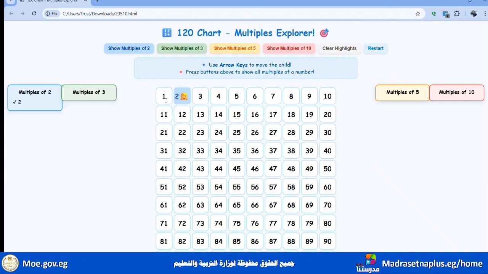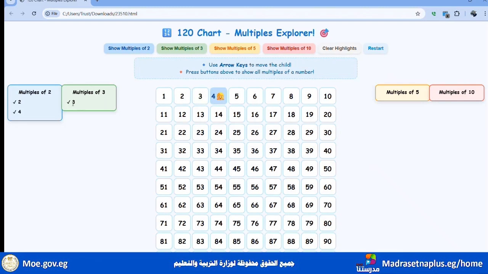Let's move to 2. We stop at 2. 2 is what? Look at the left. 2 is a multiple of 2. Another step. This is when I stop at 3. 3 is what? It is a multiple of 3.